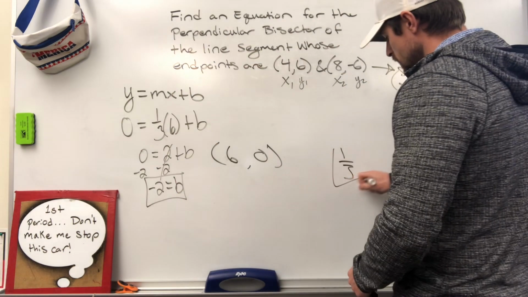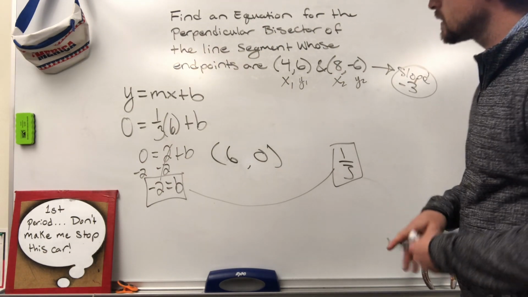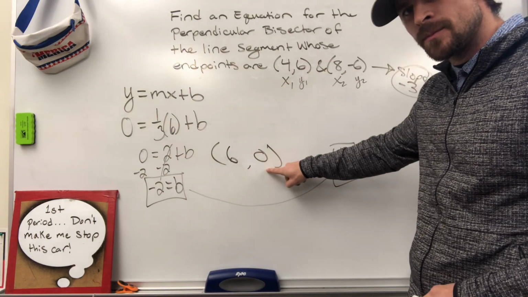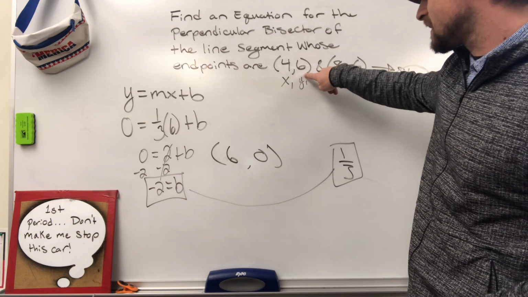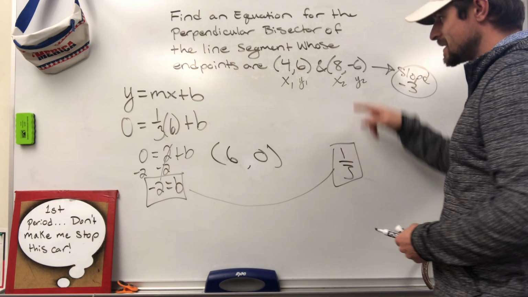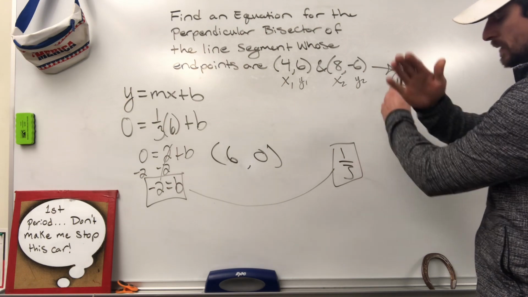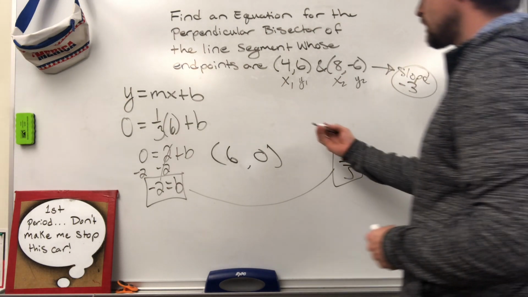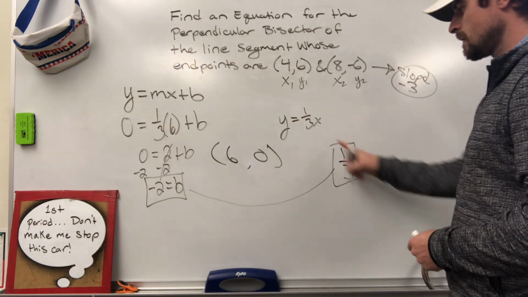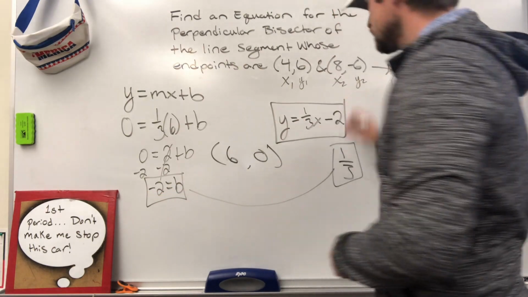So now we have the two parts we need to write out our answer. A line that will perpendicularly bisect this line segment would have to go through (6, 0) because that's the midpoint of this line segment, and also needs to have a slope of 1/3 because this line here has a slope of negative 3. Opposite reciprocals mean perpendicular lines. So our final answer is y equals 1/3 x minus 2.